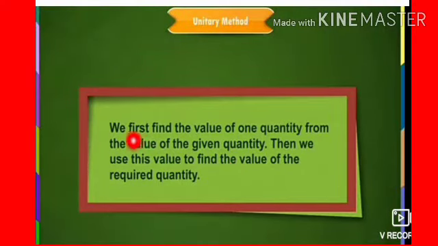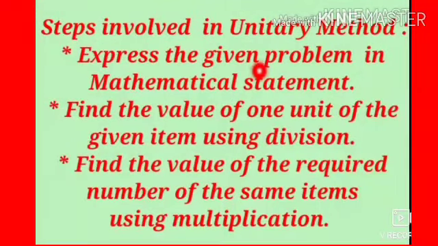Unitary method. We first find the value of one quantity from the value of the given quantity. Then we use this value to find the value of the required quantity. Steps involved in unitary method. Express the given problem in a mathematical statement. Find the value of one unit of the given item using division. Find the value of the required number of the same items using multiplication.